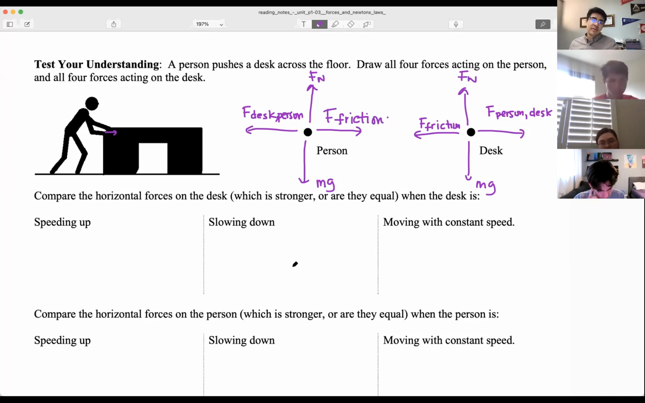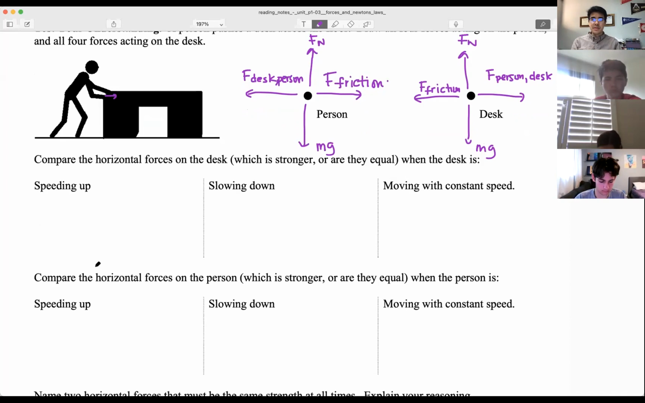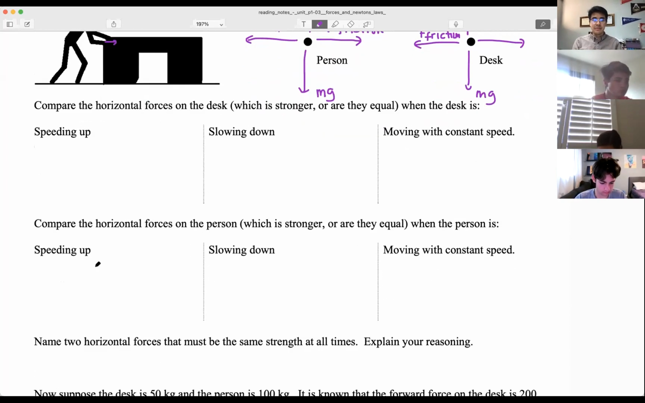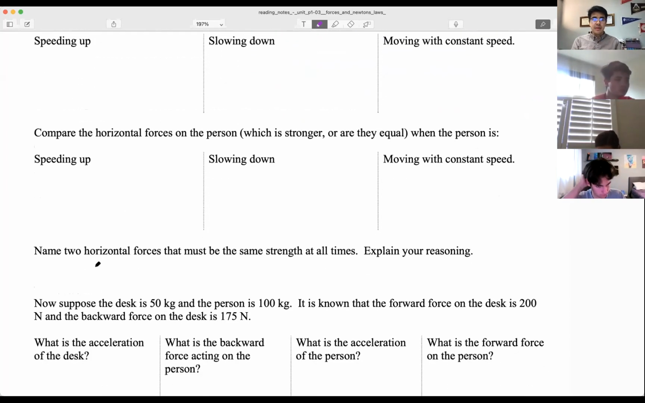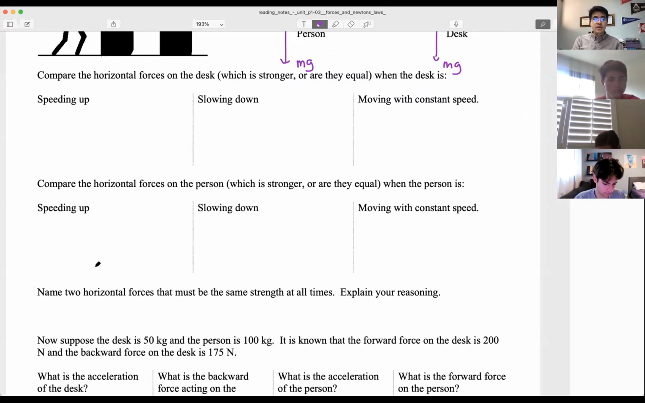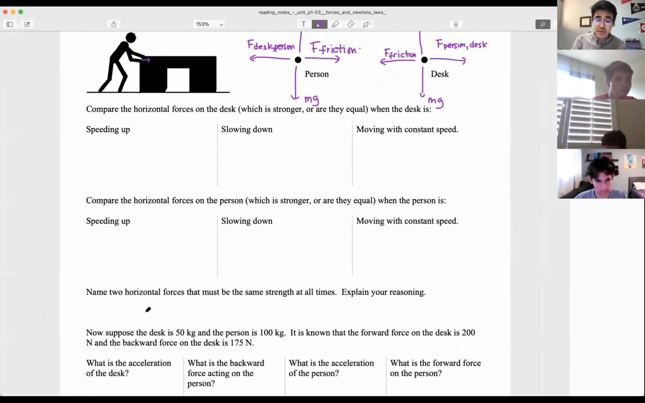And then once you understand that, then it becomes pretty easy, right? If it's speeding up, then the right arrows become bigger than the left arrows. If it's slowing down, then the left arrows are bigger than the right arrows, right? And if it's constant speed, the right and the left arrows are equal size. So I'm not going to worry too much about that. It's that whole labeling part that can be confusing. Now, in that picture, which two horizontal forces must be the same strength at all times, though?